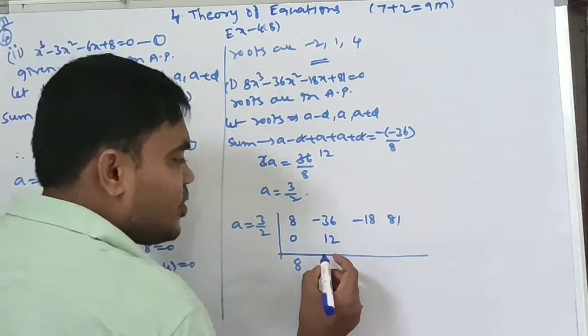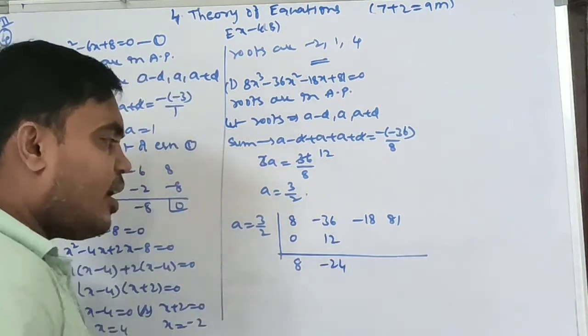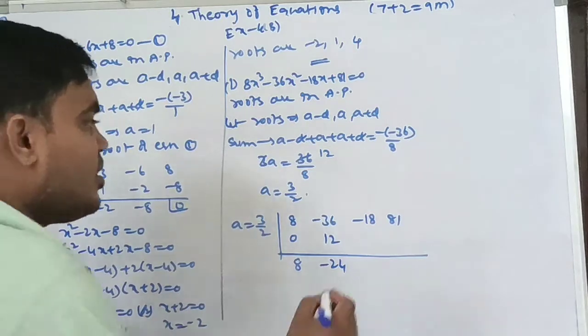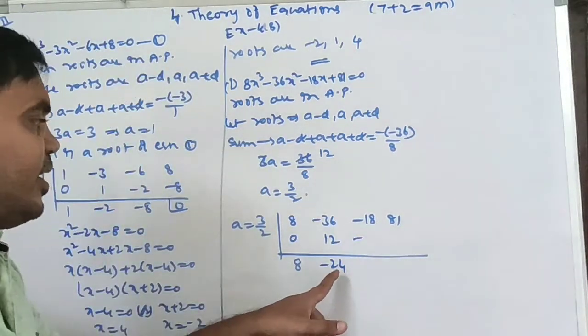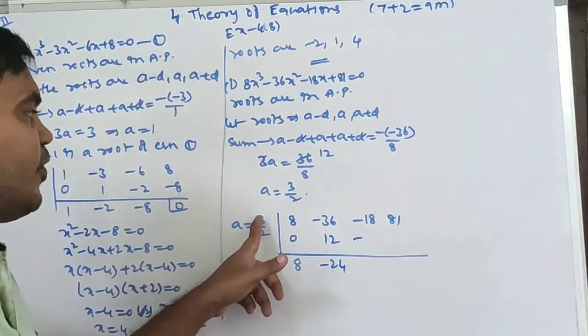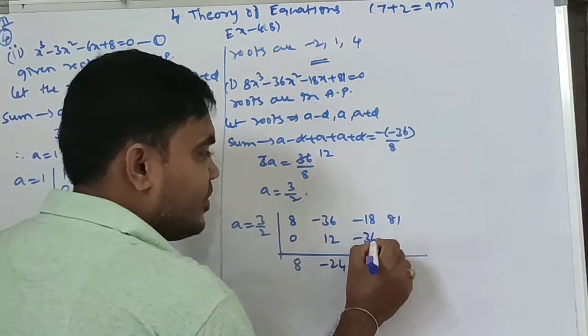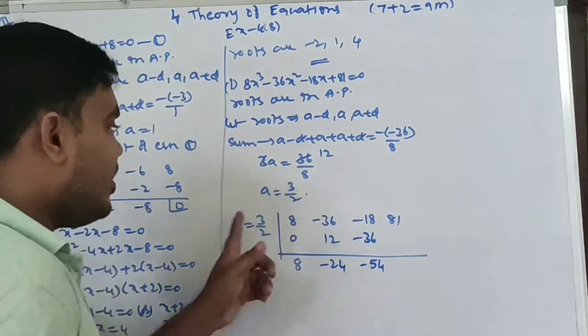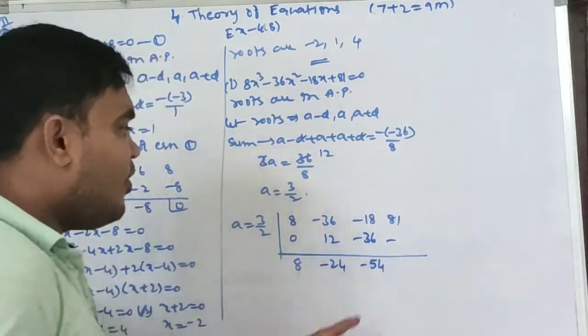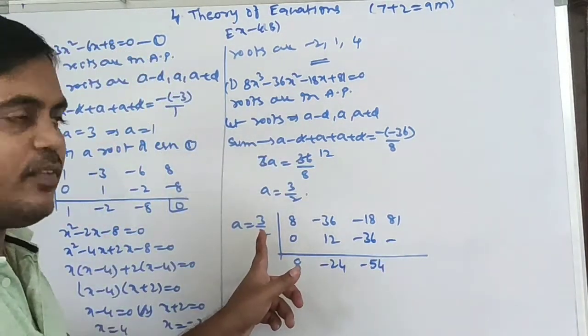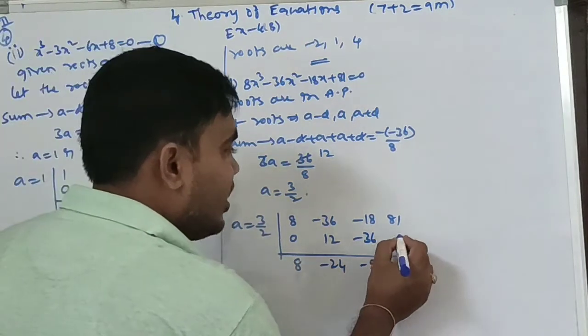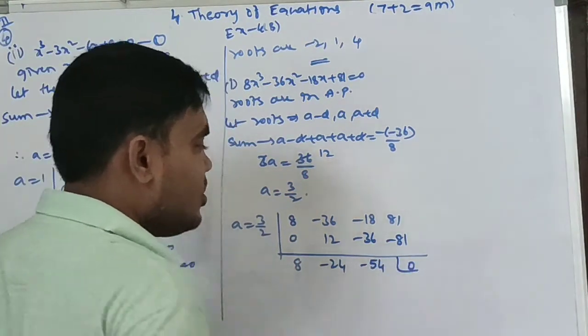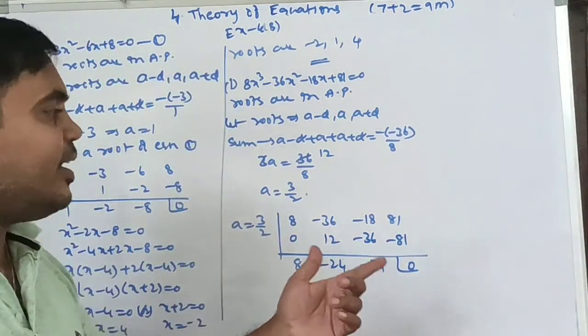Minus 36 plus 12, minus 24. Now, minus into plus, minus. First divide, 24 by 2, 12. 12 into 3, 36. Minus 36 minus 18, minus 54. Plus into minus, minus 54 by 2, 27. 27 into 3, 81. 81 minus 81, 0. So we are getting 0.